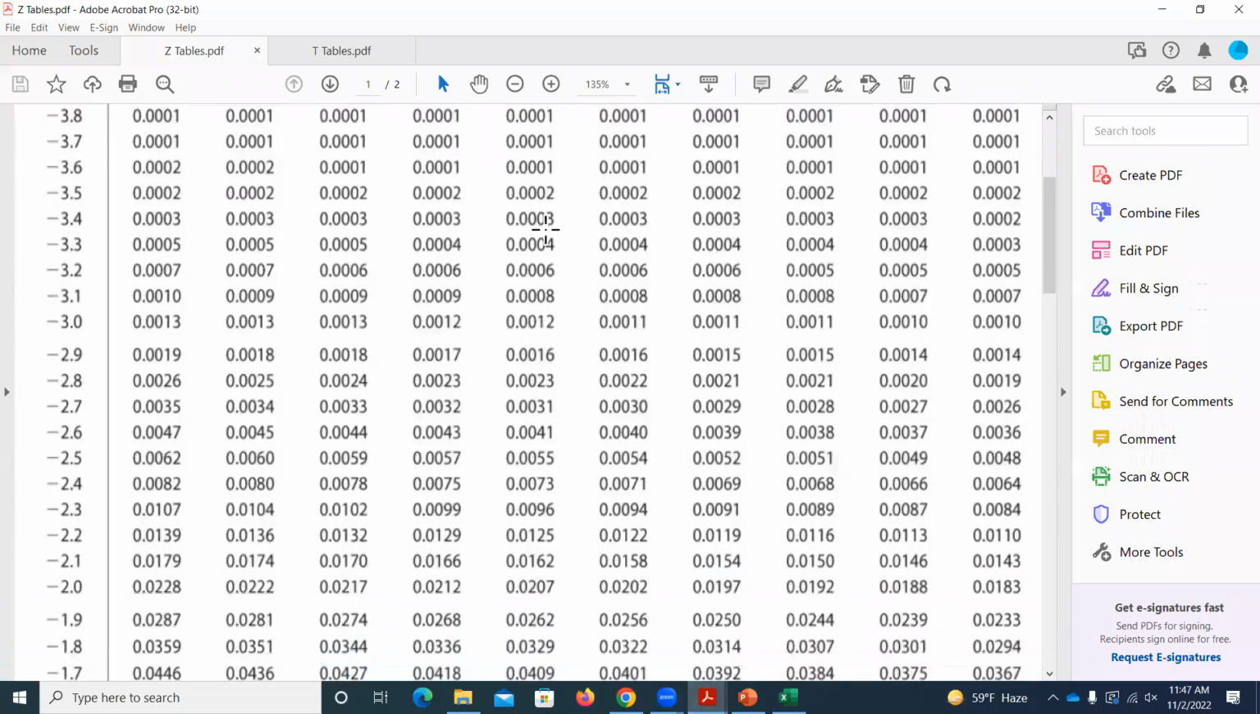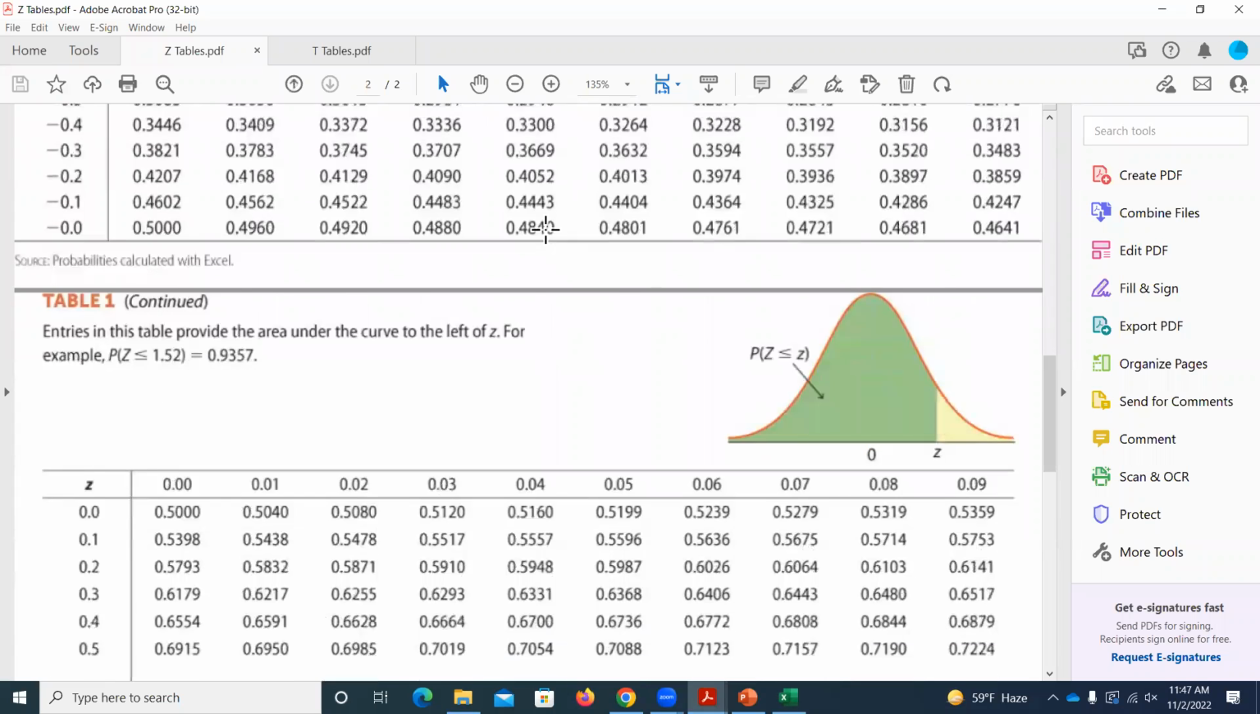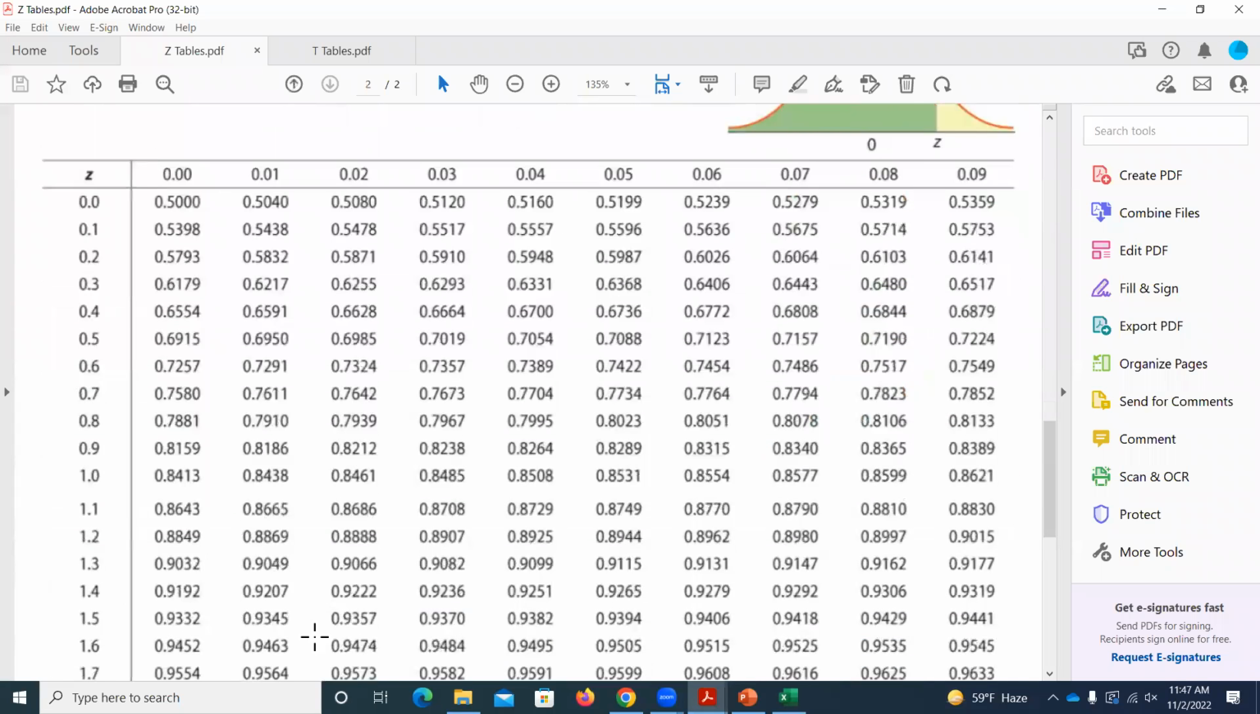So I go down to 1.68, and I can show this on, there we go. 1.68, 0.9535. Okay, my p-value is 0.9535. No. Well, why is that not my p-value? The table always tells me the area to the left.